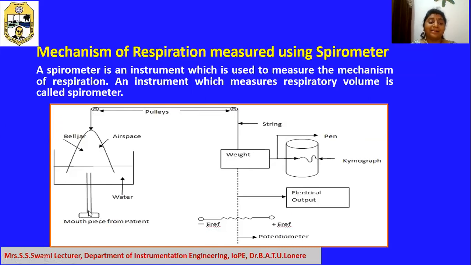Now, when a person exhales, what happens? The bell jar moves up and the pressure in the bell jar increases. At the same time, the weight movement changes, and that is written on the graph paper using this pen. We observe the respiratory pattern in the chemograph, and we get the electrical output for the exhalation pattern.